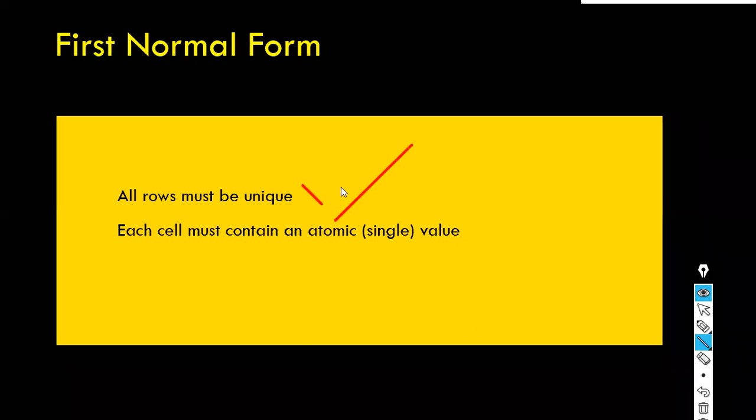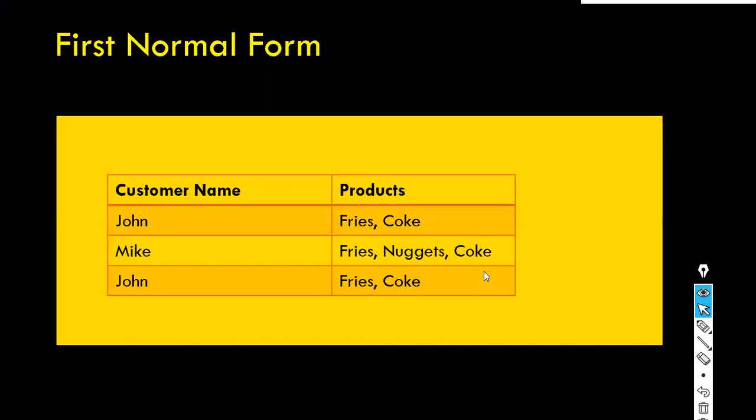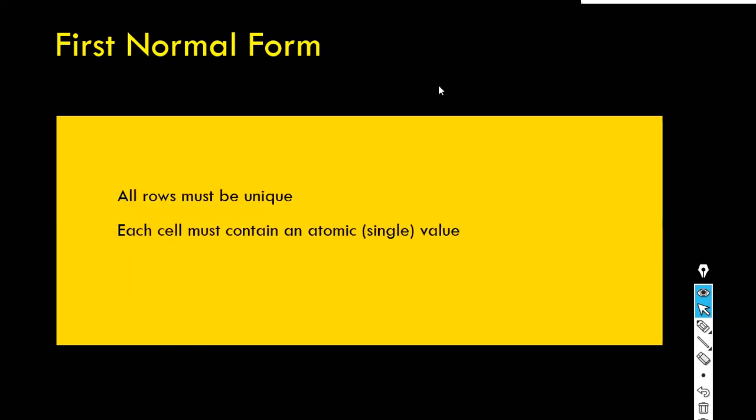All rows must be unique. And each cell must contain an atomic value. Atomic value, single value. Guys, please wake up. It's a very interesting topic, and please concentrate here. All rows must be unique. Each cell must contain an atomic value. Let's look at this table and tell me, is this following this rule?